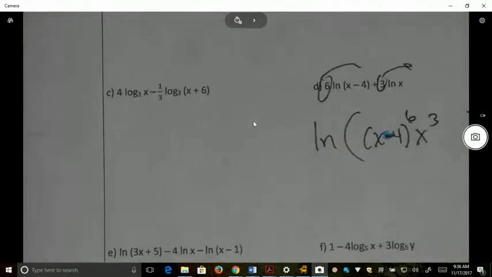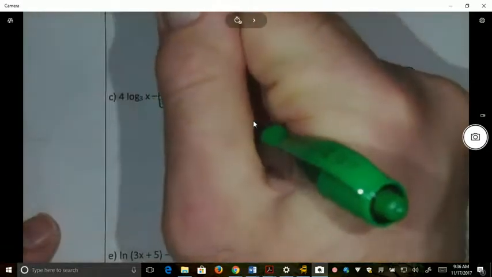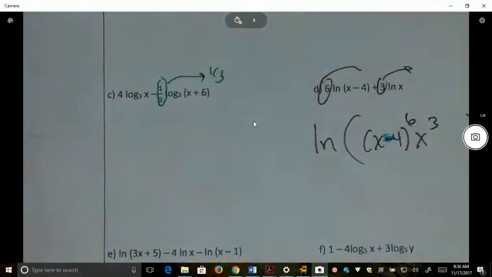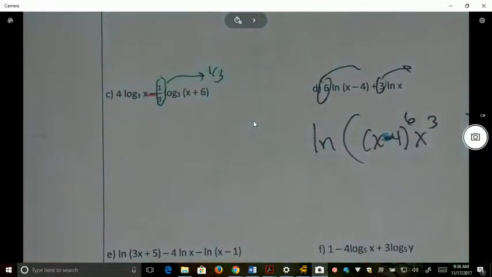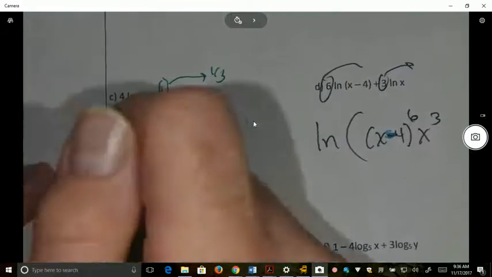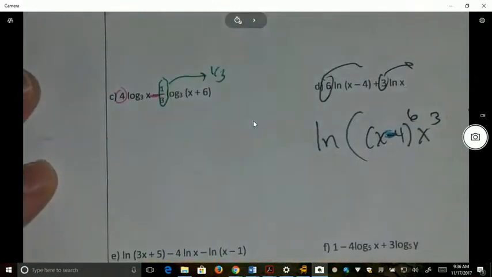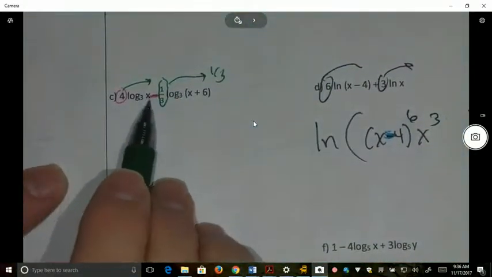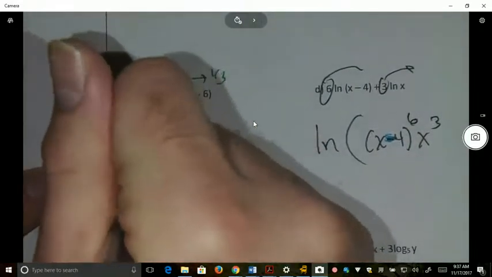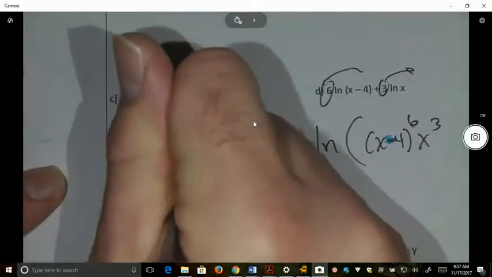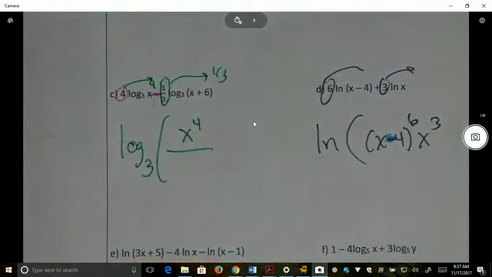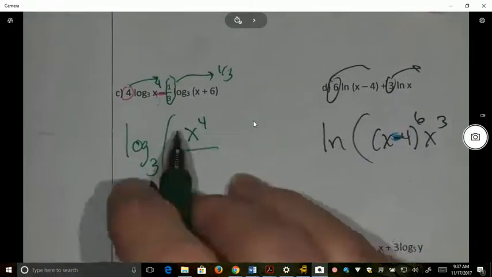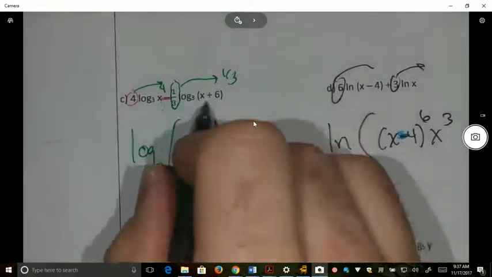For letter C, I'm going to move this exponent of 1/3. I'm going to leave the sign there, though. With that minus sign, I know that there's going to be division inside the logarithm. And this 4 I'm going to move up on top of the x. So the positive log, that factor, x to the 4th, will be in the numerator. So I've got log base 3 of x to the 4th, over the quantity x plus 6 to the 1/3.